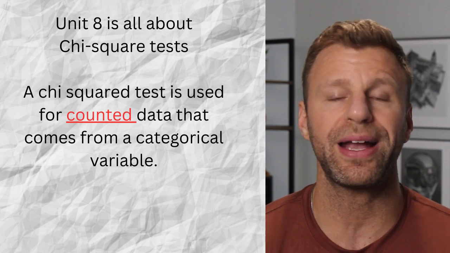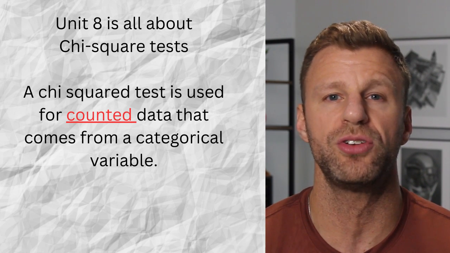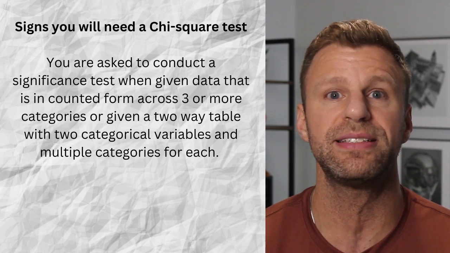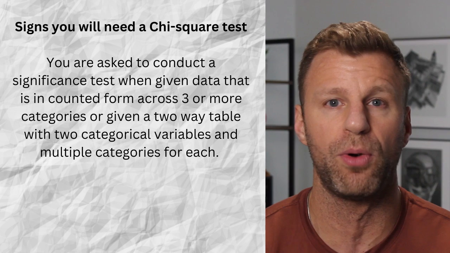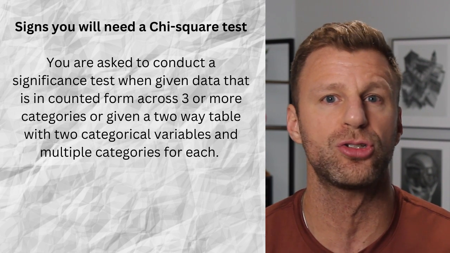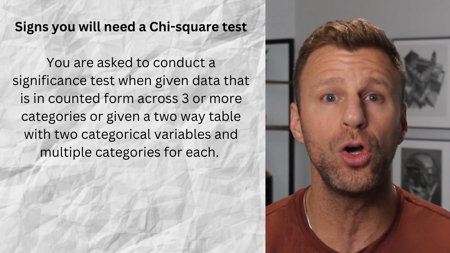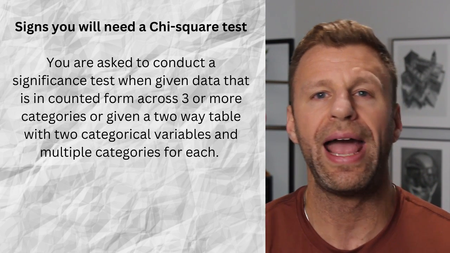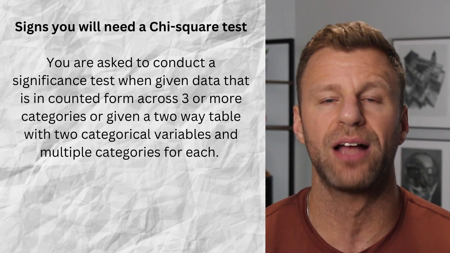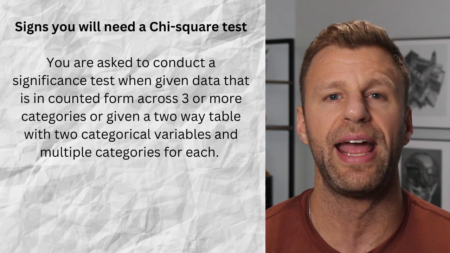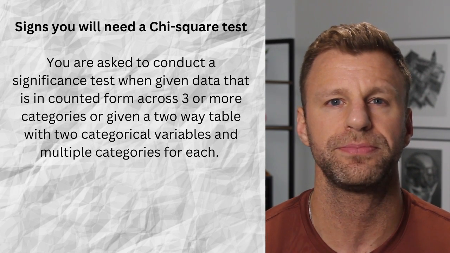Now, how do you recognize in a problem that you need to use a chi-square test? Well, typically you're going to see counted data from a categorical variable with 3 or more different categories. Or you might see a two-way table that has 2 categorical variables with multiple categories for each. Anytime you see a table like that with counted data and you're asked to conduct a significance test, you're typically going to need a chi-squared test.